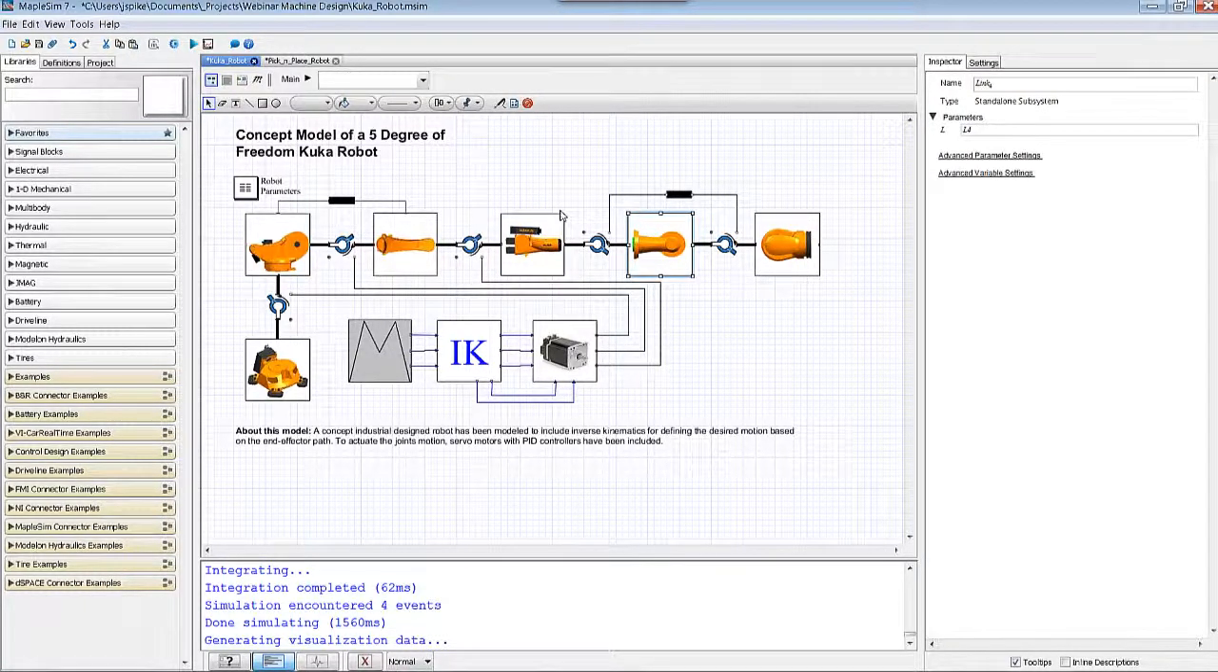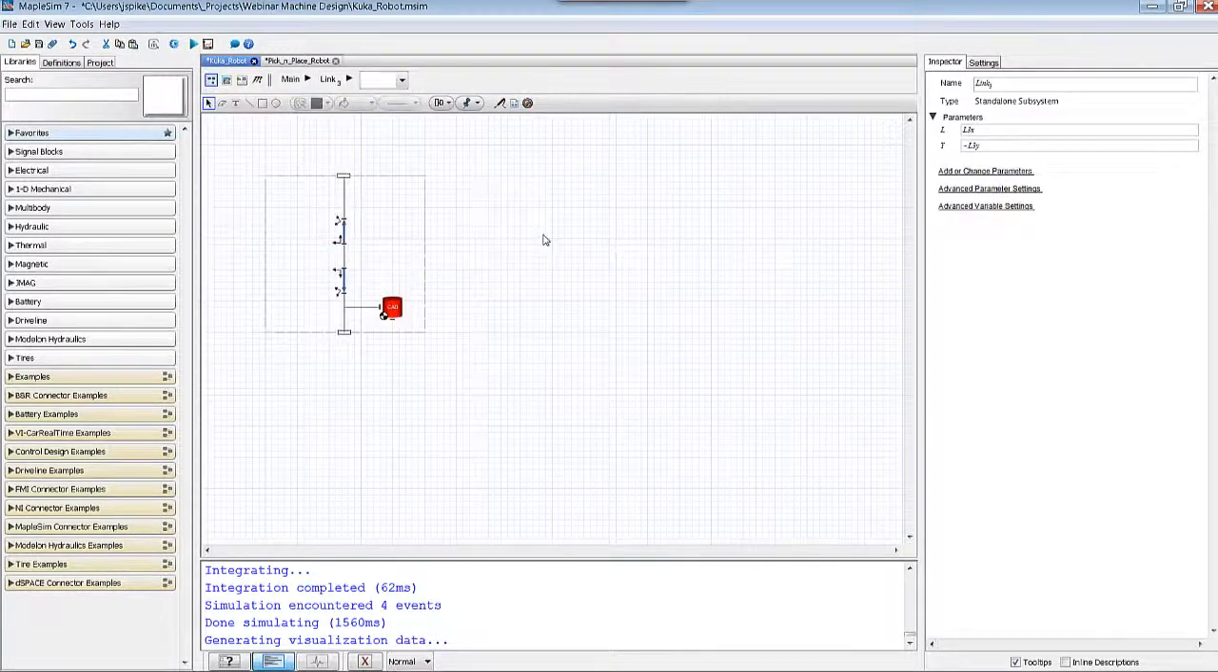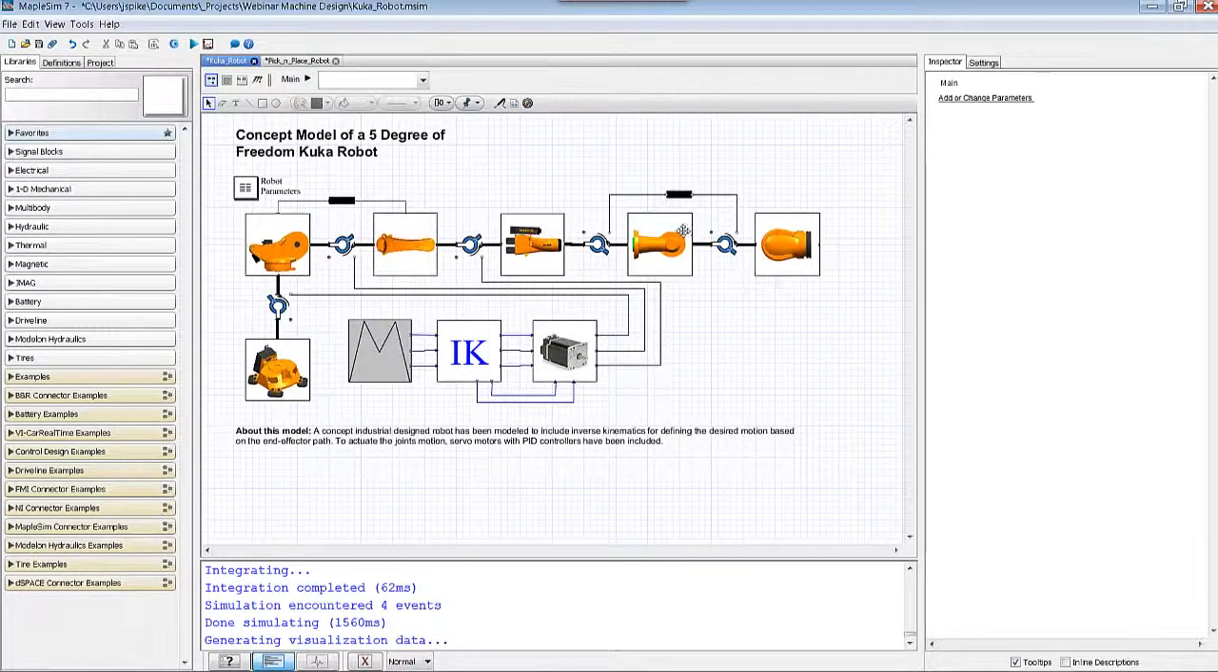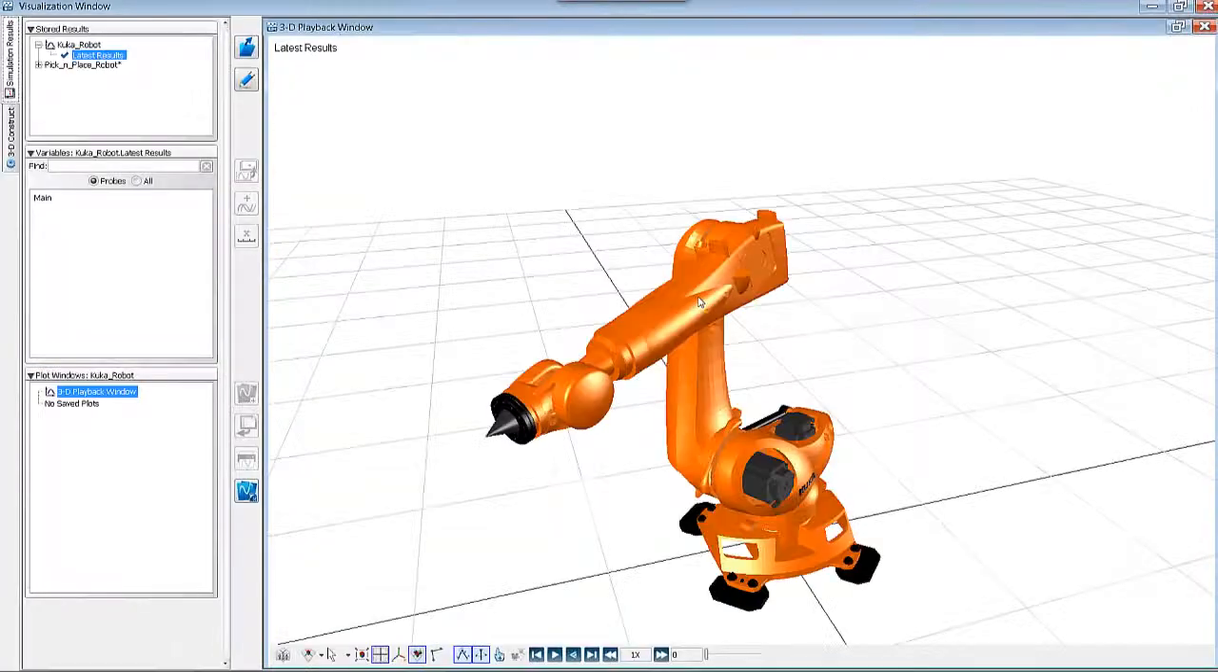Each of these subsystems contain a mass and inertia properties as well as the link structures. In this case, the mass and inertia properties are contained within the CAD components that are attached to this particular link. And we can see here some of the mass and inertia information. These links are connected together with the different joints that gives us each of the different degrees of freedom. We can run this model and take a look at the overall result.